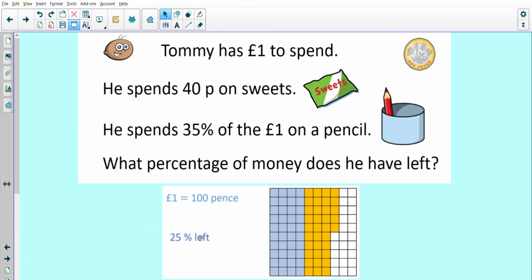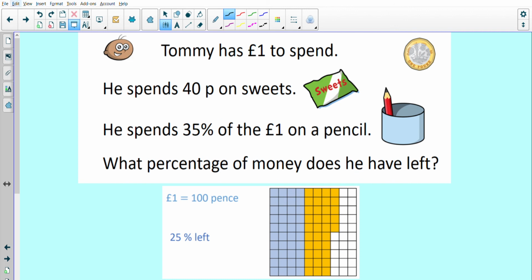So we know that £1 is equal to 100%. He's going to have 25% left because 40p, which is also 40%, goes on sweets. 35% goes on the pencil, and if I add those together, what I've got left is 25.